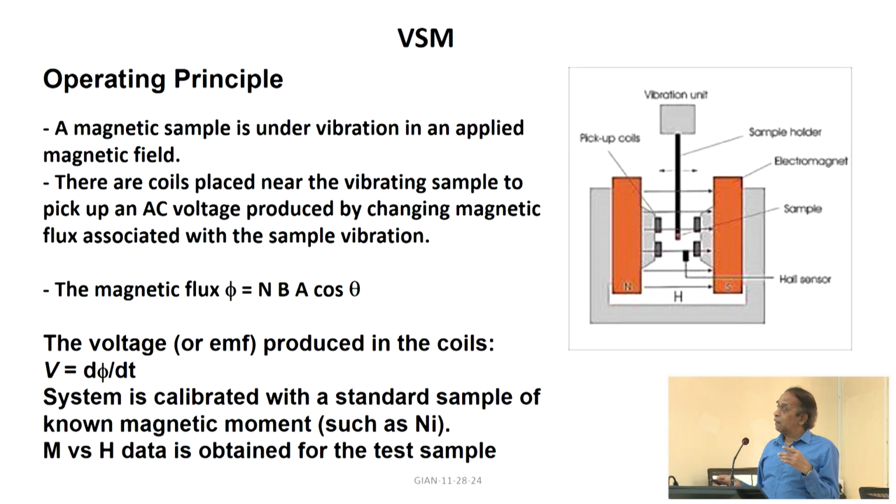So, from the Faraday law, you can estimate that there is an induced voltage in these 4 pickup coils, and that is given by the time derivative of the magnetic flux associated with the sample. So, you can use a standard such as nickel and do some calibration, and then for an unknown sample just put it in, and then you can find the magnetization versus static field, and this can be done as a function of temperature or anything else that you want.